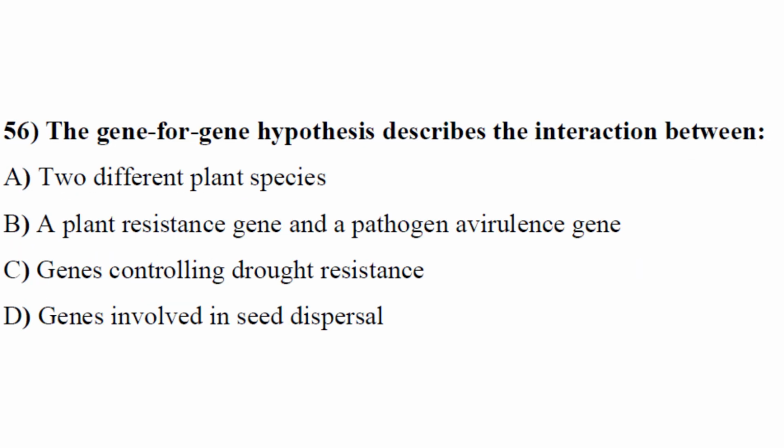56. The gene-for-gene hypothesis describes the interaction between: A. Two different plant species. B. A plant resistance gene and a pathogen avirulence gene. C. Genes controlling drought resistance. D. Genes involved in seed dispersal. Answer: B. A plant resistance gene and a pathogen avirulence gene.